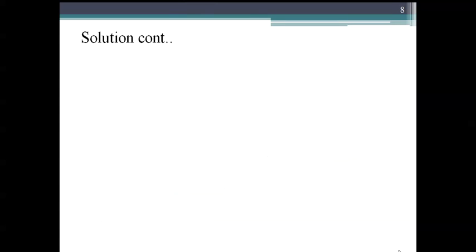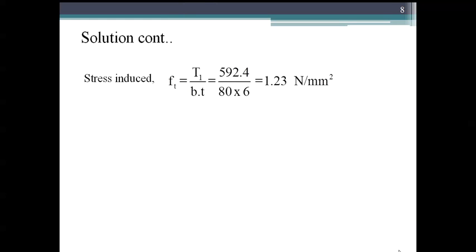By knowing the maximum tension we can find the stress developed. T1 equals stress developed into area of the belt, and the area of the belt is breadth into thickness. From this we can find the stress induced Ft equal to T1 by B into T. So the exact maximum tension is 592.4 by the breadth of the belt, 80, into 6, the thickness of the belt. From this we got the Ft value as 1.23 Newton per mm square.